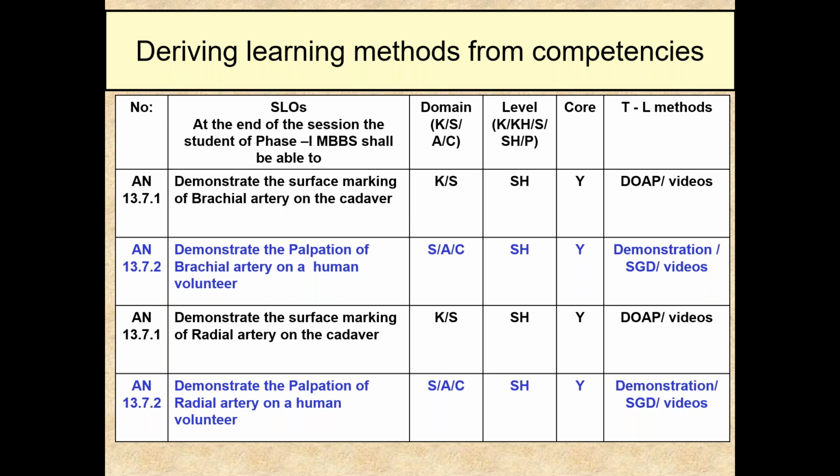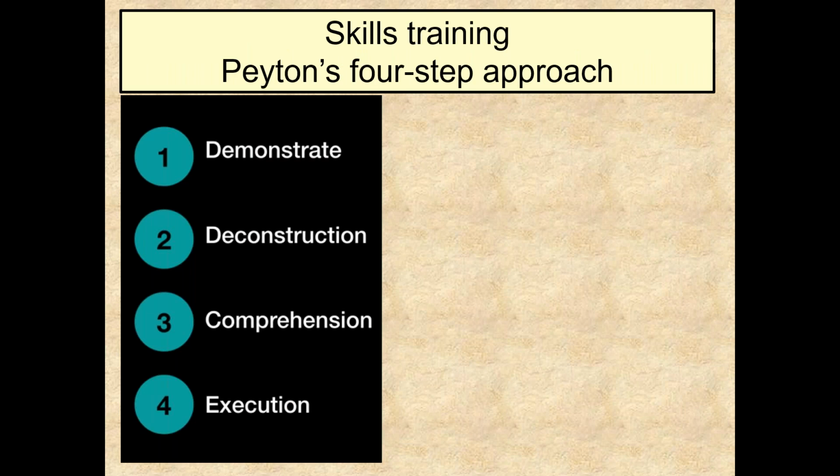Suppose you are planning to do this as a demonstration. How are you going to do that? There is something called Peyton's four-step approach. In skills training, the four steps are demonstration, deconstruction, comprehension, and execution. You can use this method for learning skills. Of course, skills means not only the psychomotor domain; even communication is also a skill. There are communication skills, as you say.